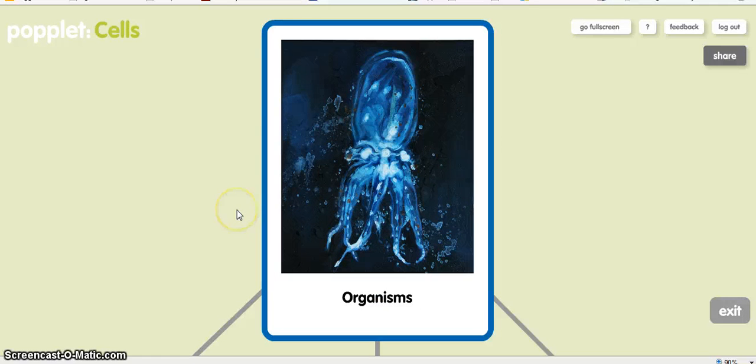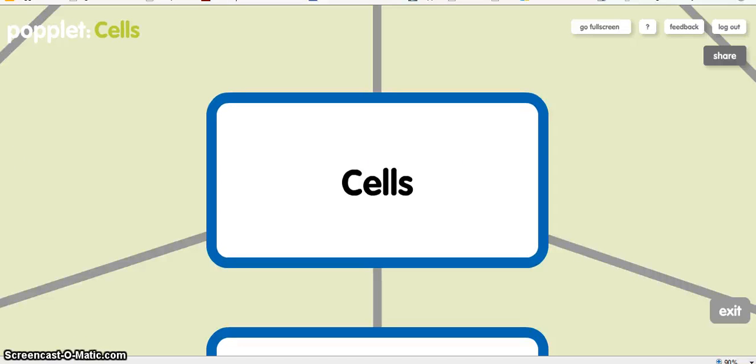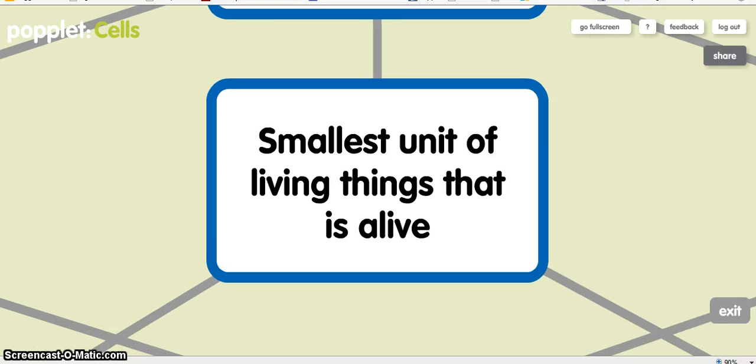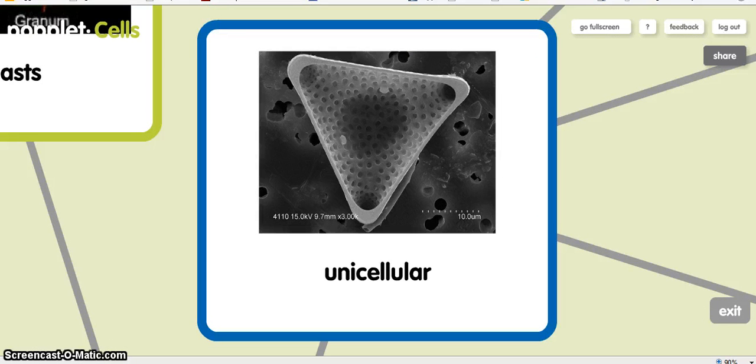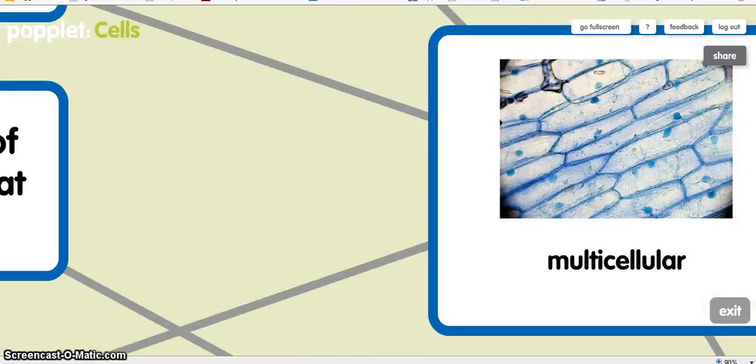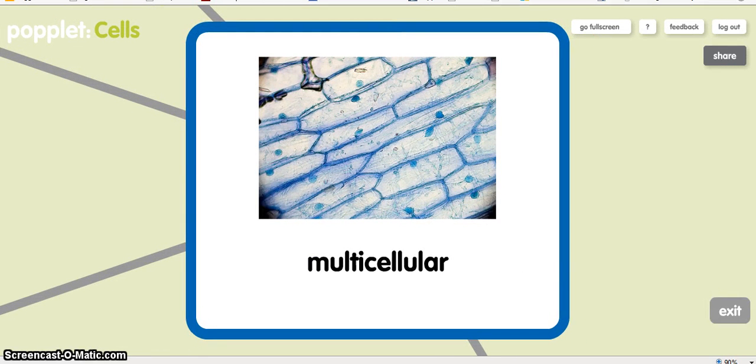organisms. Living things are called organisms. Organisms can be plants or animals. Organisms are made up of cells, which are the smallest unit of living things that is alive. Organisms can be single-celled or unicellular, or they can be made up of many specialized cells, or multicellular.